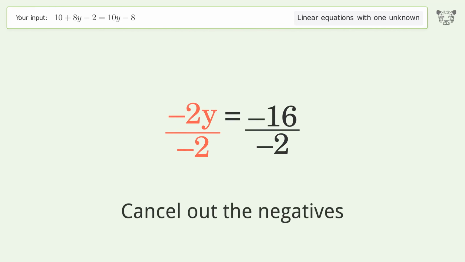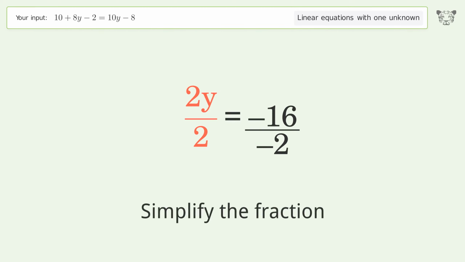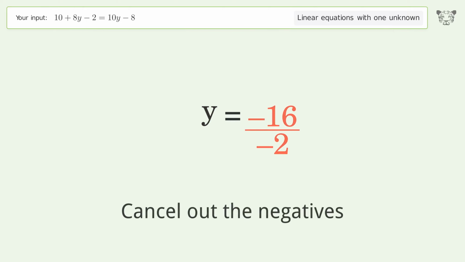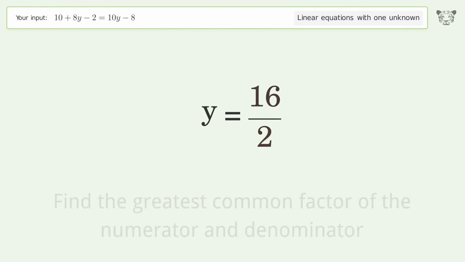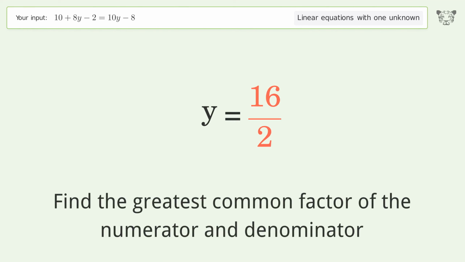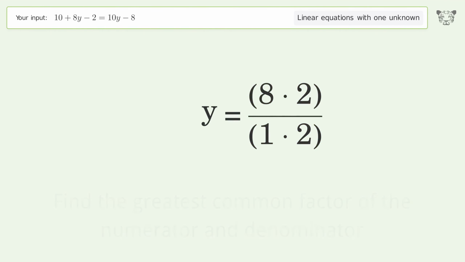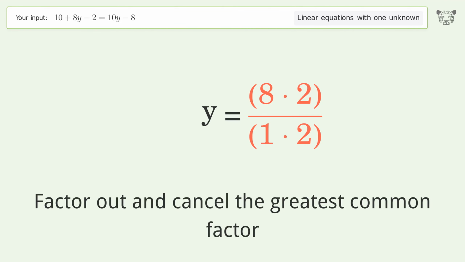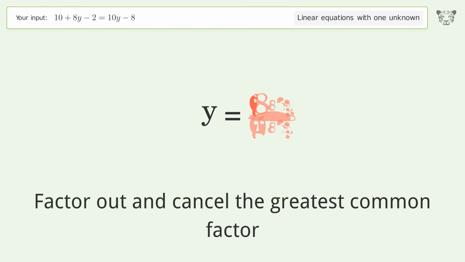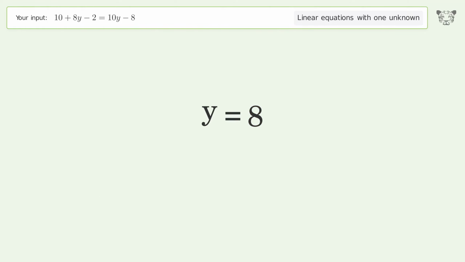Cancel out the negatives. Simplify the fraction. Cancel out the negatives. Find the greatest common factor of the numerator and denominator. Factor out and cancel the greatest common factor. And so the final result is y equals 8.